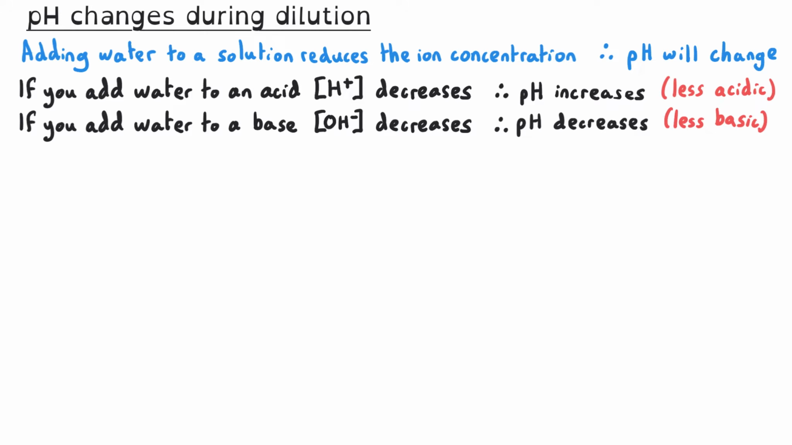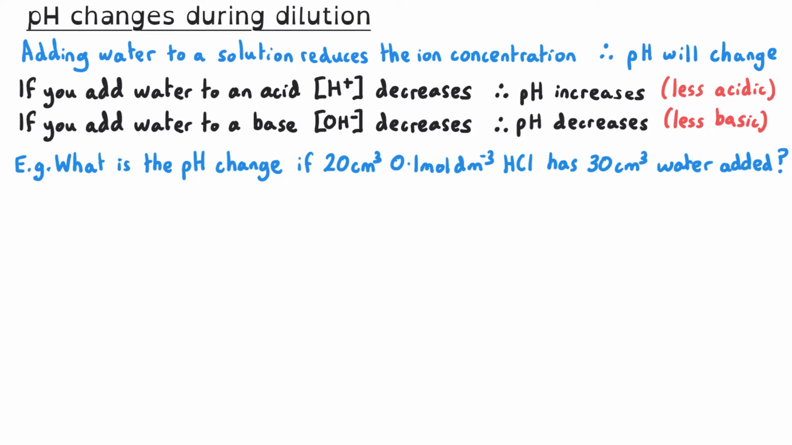This usually comes up in the context of strong acids, and that's where I'll focus for my example here, but it could be applied to other types of solution. An example question might be, what is the pH change if 20 cm³ of 0.1 moles per dm³ hydrochloric acid has 30 cm³ of water added to it?